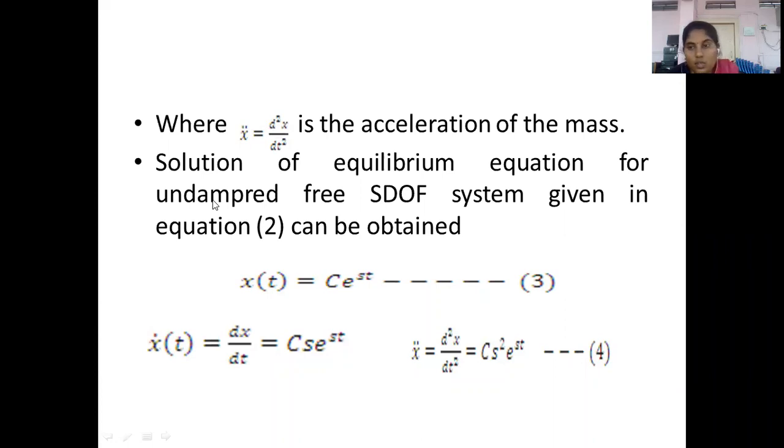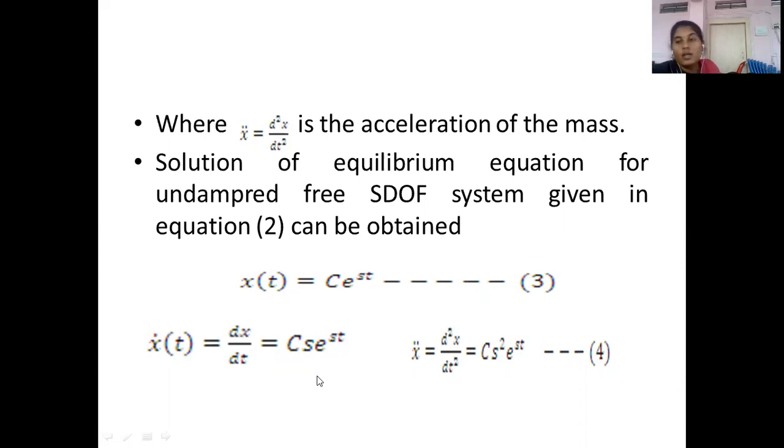Below this, write down equation number 3. And below this, write down the first derivative of x of t, that is x dot of t, is equal to dx by dt, and that is Cs into e raised to st.